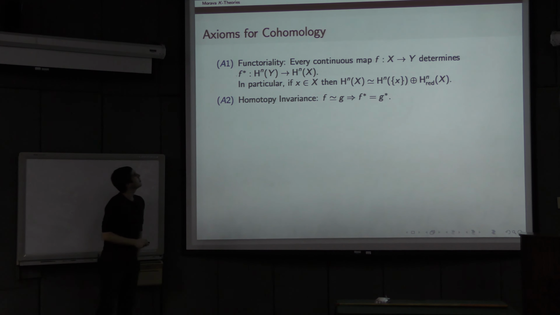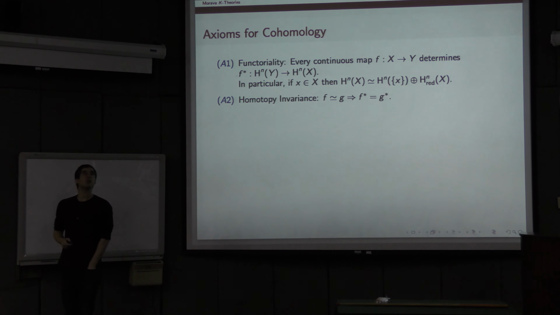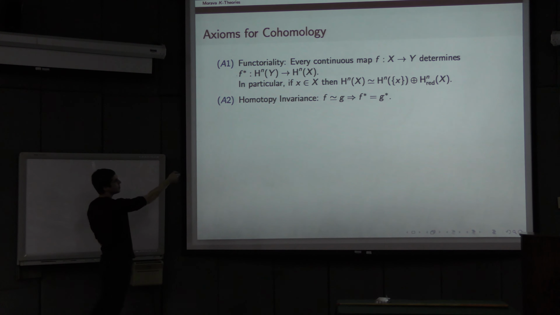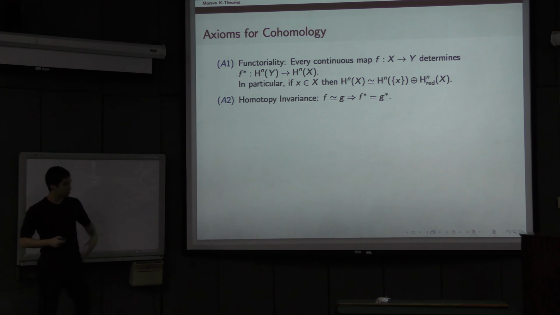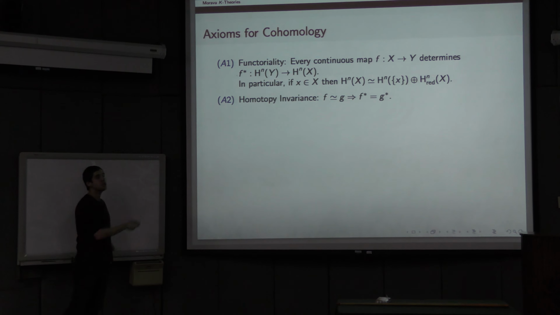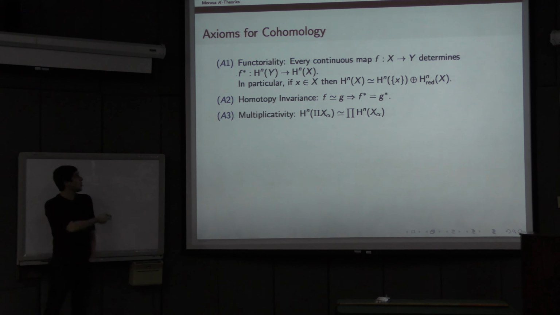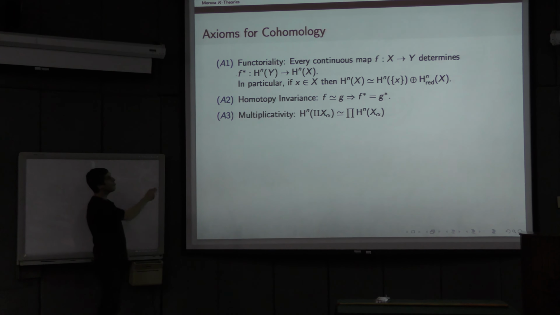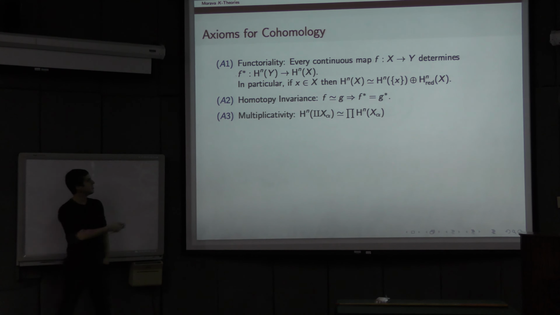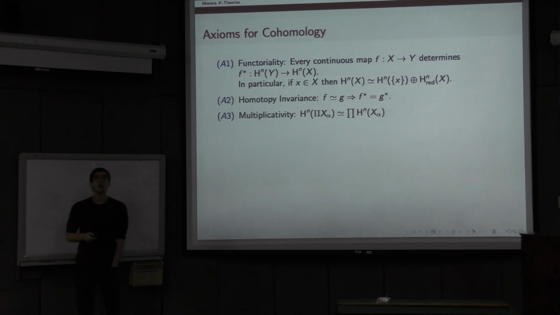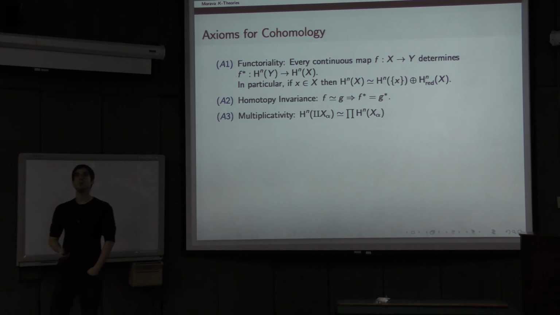So cohomology is a homotopy invariant. One way to say that is that if f and g are two maps between the same topological spaces that are homotopic to one another, then they induce the same map on cohomology. Cohomology is multiplicative, meaning if you want to compute the cohomology of a disjoint union of many spaces X alpha, that's just the product of the cohomology groups of the individual spaces X alpha.